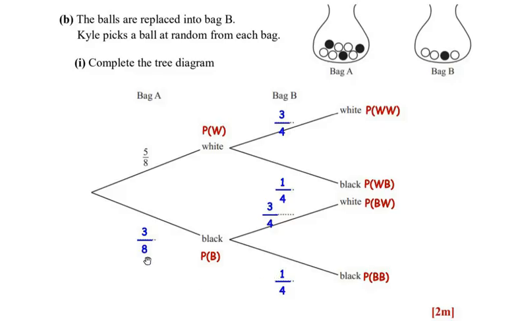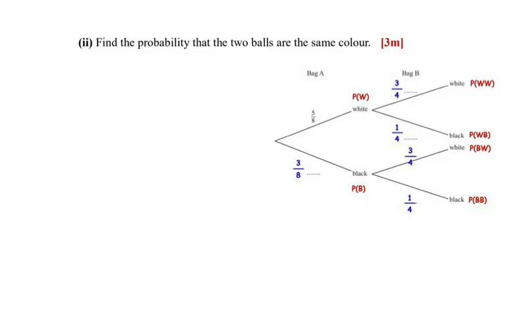So once you have written the probabilities this way, this gives us the final answer for part B of this question. Find the probability that the 2 balls are of the same color. Which means when Kyle is picking up the 2 balls at random, we have to see what is the probability that he picks up 2 balls of the same color.